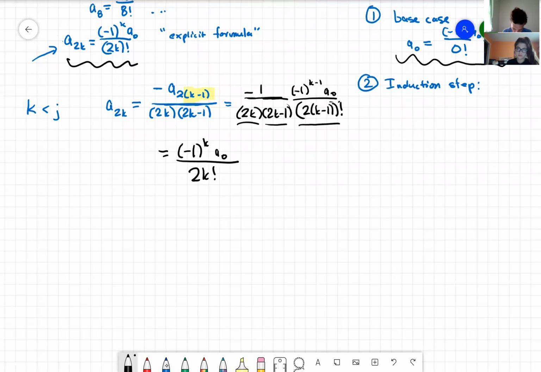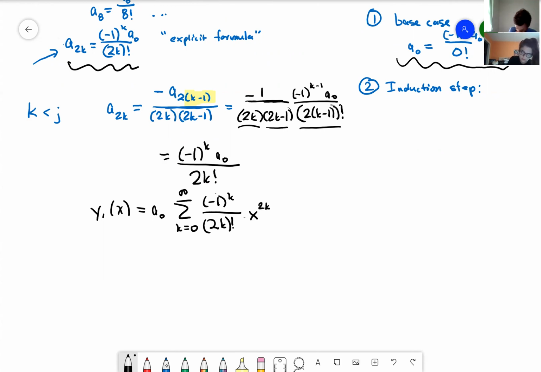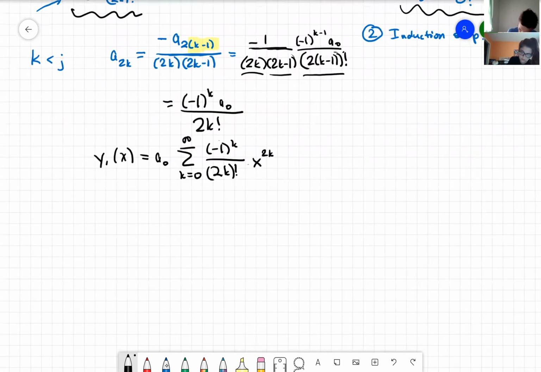Okay. So we've proven that we have one solution, so we'll call it y1 of x, and this is equal to the sum from k equals 0 to infinity of negative 1 to the k, a0 over, let's just do it like this, a0, we'll pull that out, k equals 0 to infinity, negative 1 to the k over 2k factorial, x to the 2k.